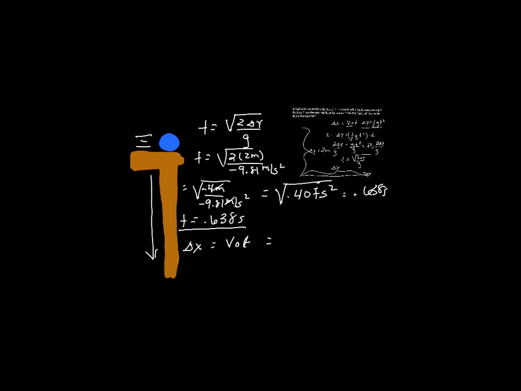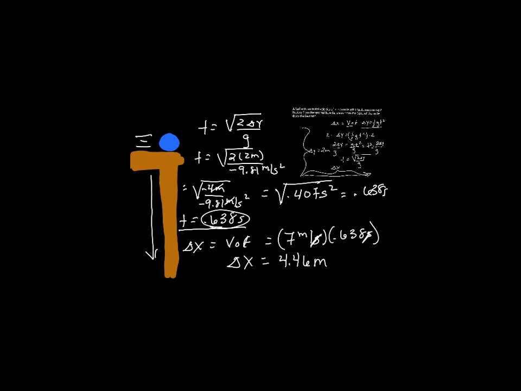So in this case, it's going to be 7 meters per second, and I'm going to multiply that by the time I just calculated, 0.638 seconds, right? Seconds cancel, and we end up with delta x is equal to 4.46 meters, right? Since seconds canceled right here.